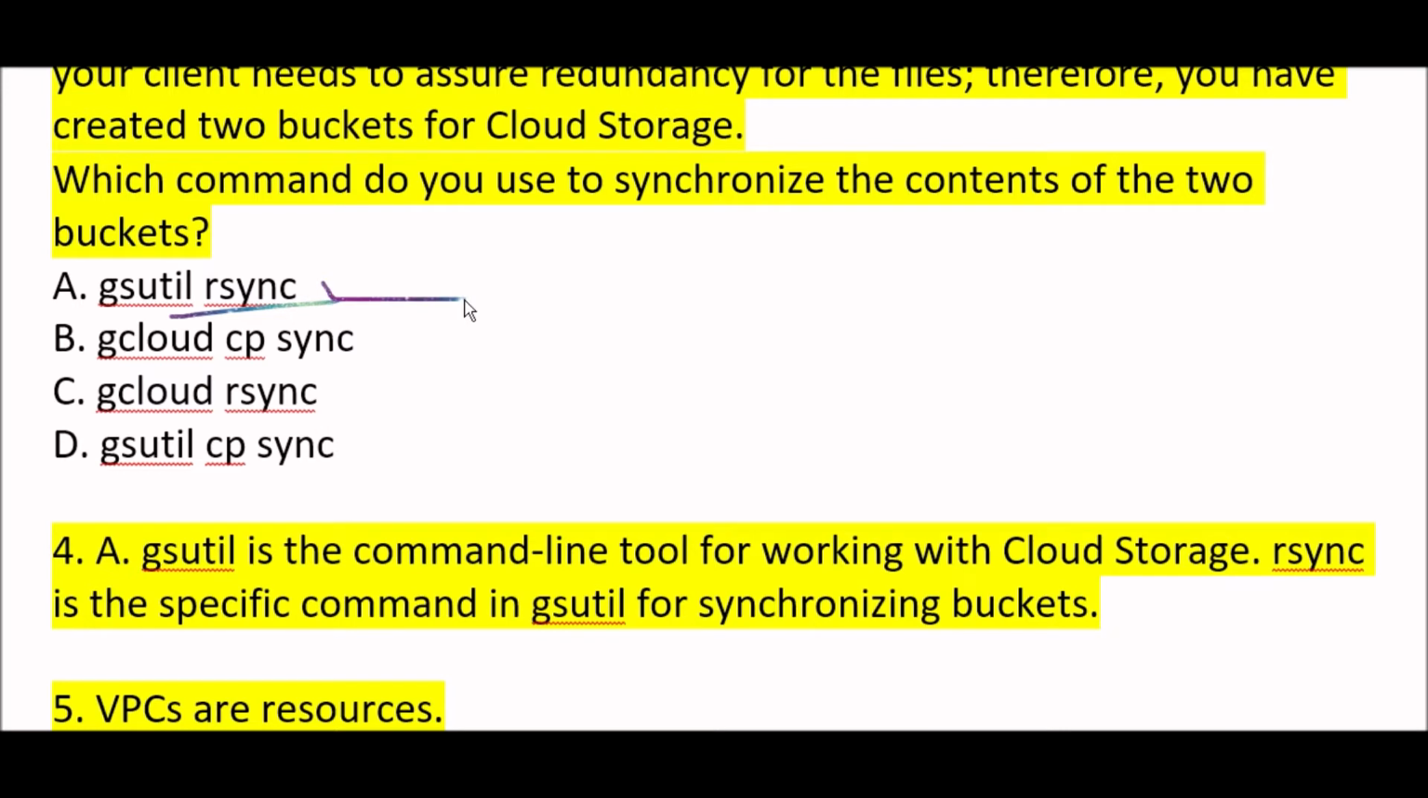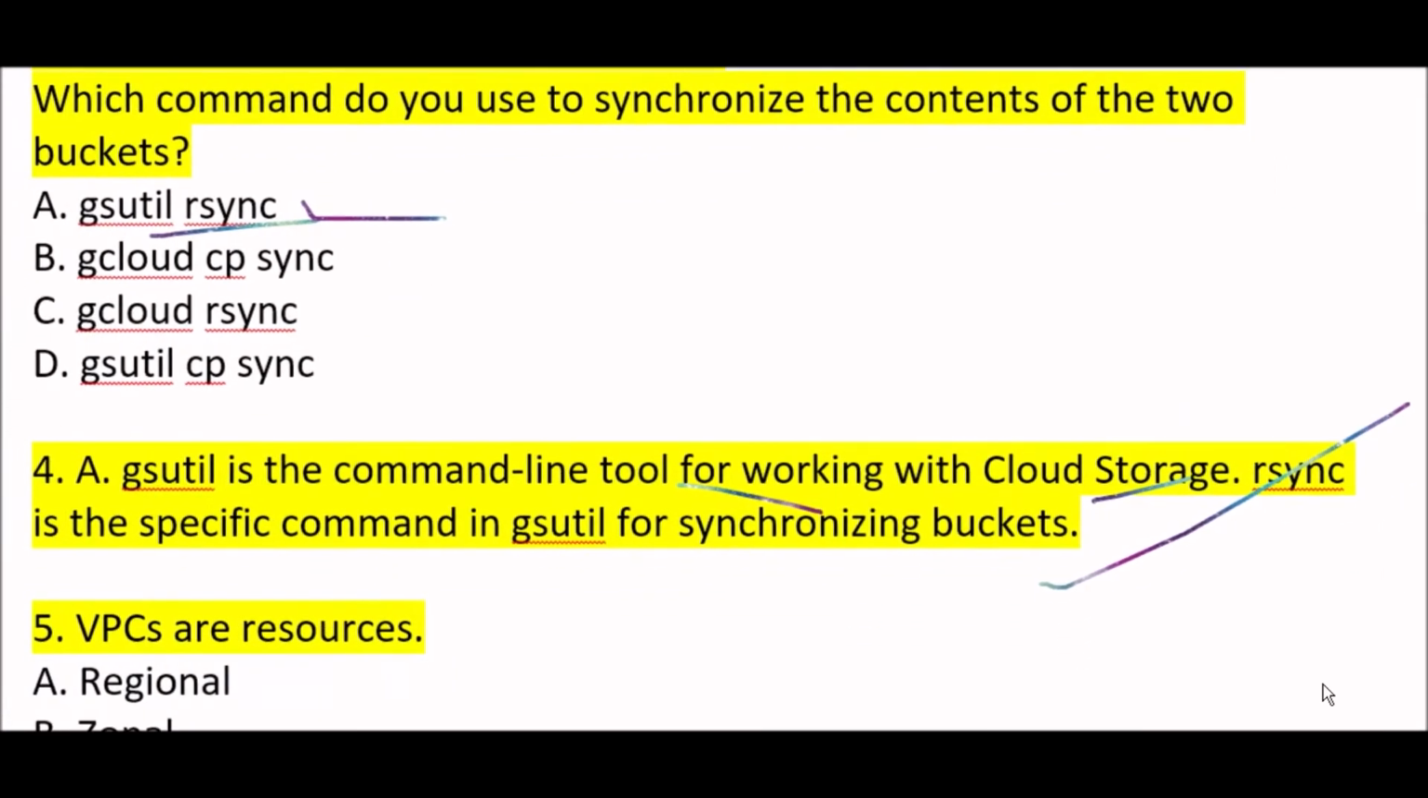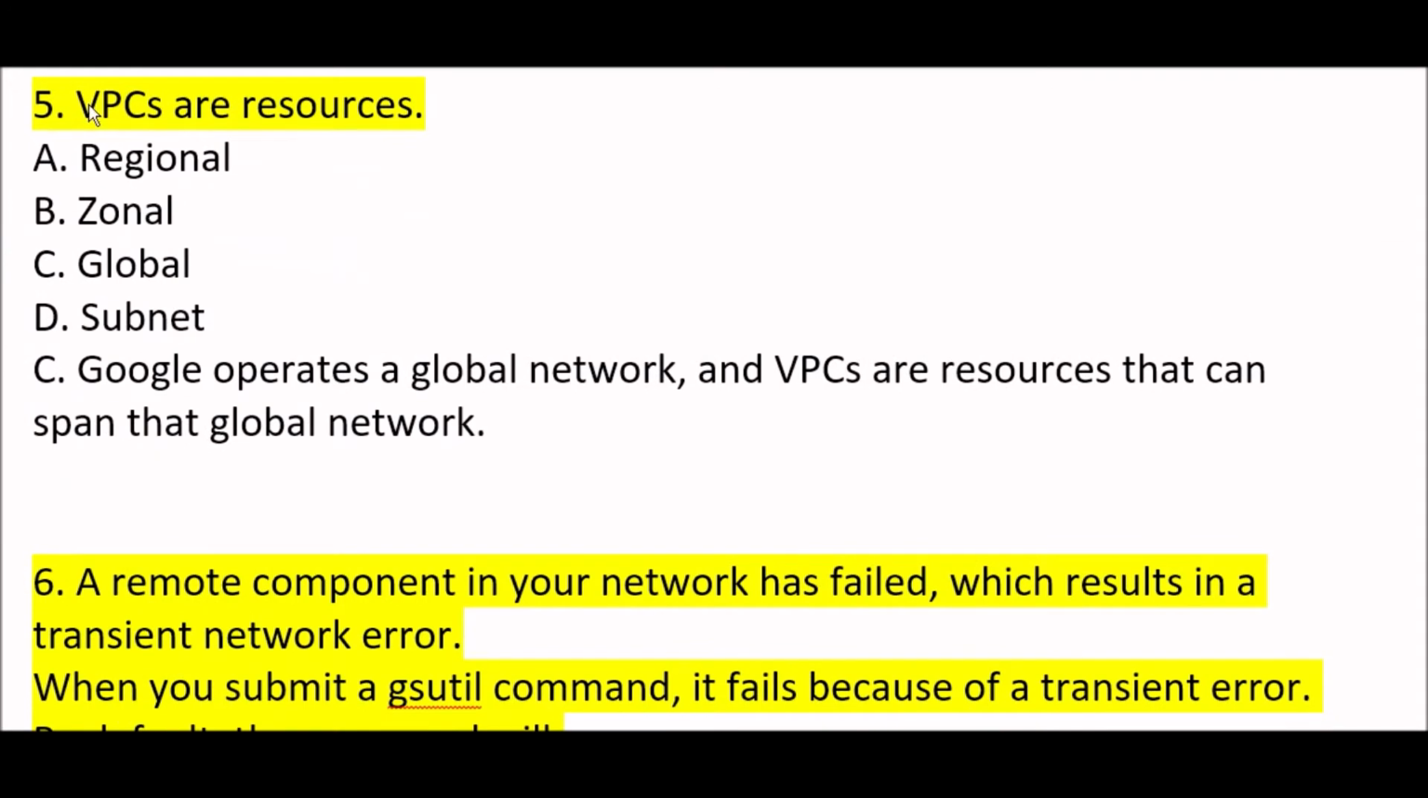gsutil is the command line tool for working with cloud storage. rsync is the specific command in gsutil for synchronizing buckets. Next question. VPCs are resources: option A regional, option B zonal, option C global, option D subnet. Right answer here is option C, global.